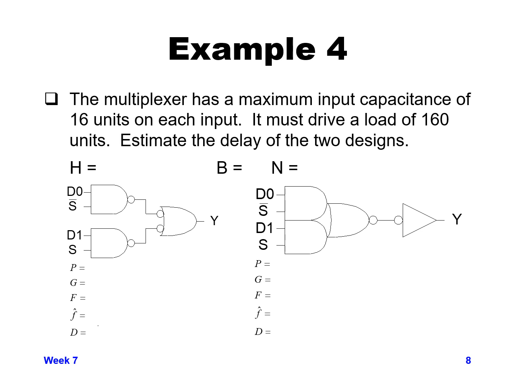Let's go through another example here of this same function that we've been using for the previous examples. And we want to look at a multiplexer, and we want the multiplexer to have a maximum input capacitance. So the capacitance that is supplied to each of the four inputs, S, S bar, D0, and D1, is a maximum of 16 units on each input. But we need to drive a load of 160 units at the output. And we want to estimate the delay of each of the two different designs.